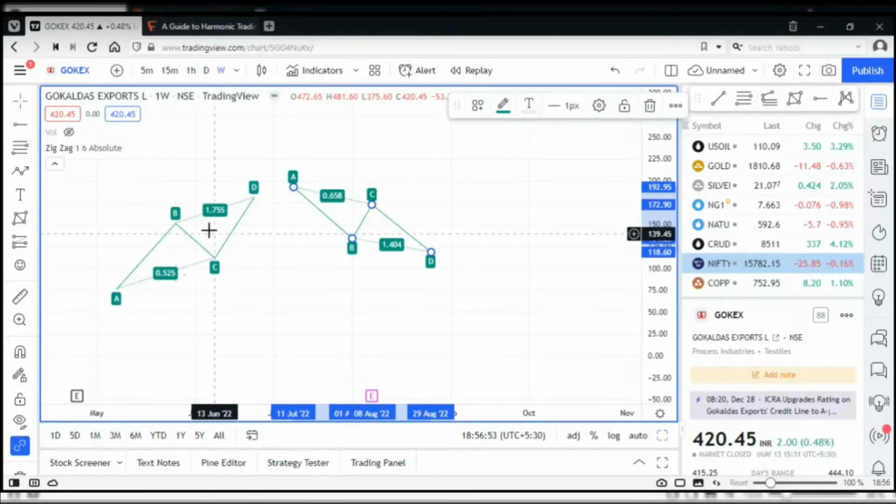EME values. Right. What are these values? 0.525. What is 0.525? 1.755. What is 1.755? How did these values come?